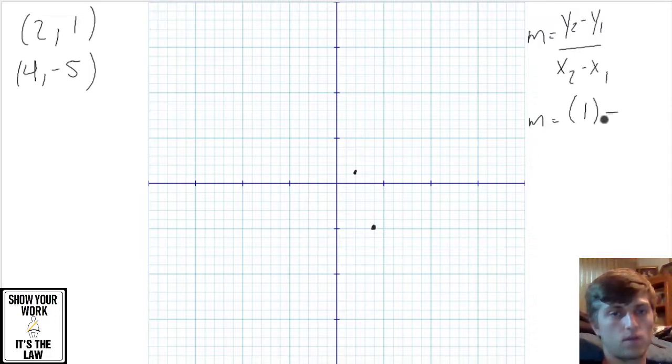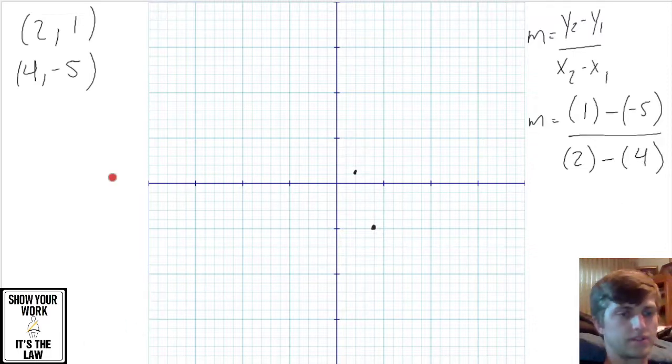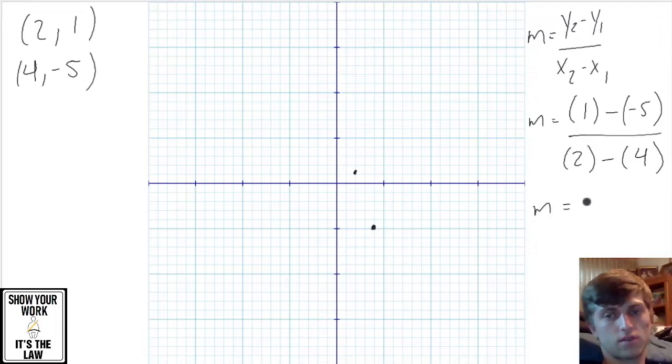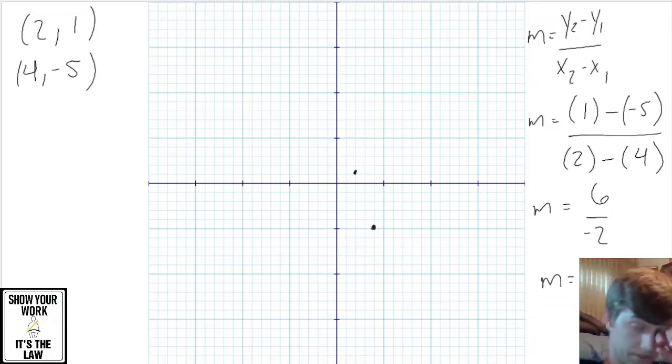Our second y is negative 5, so we'll substitute. Put it over the x's. Our first x is 2, and our second x is 4, so we'll substitute. And now we just simplify. 1 minus negative 5 is the same as 1 plus 5, which is 6. So 6 over, and 2 minus 4 gives us negative 2. 6 over negative 2, 6 divided by 2 is 3, and the negative makes it negative 3. M equals negative 3. So we know our slope is negative 3.